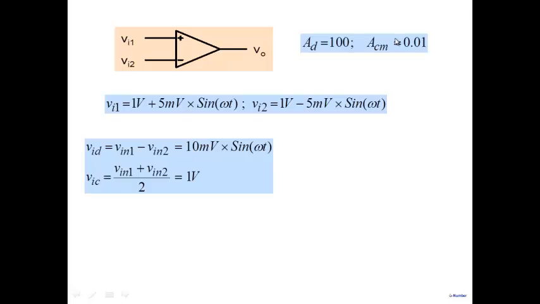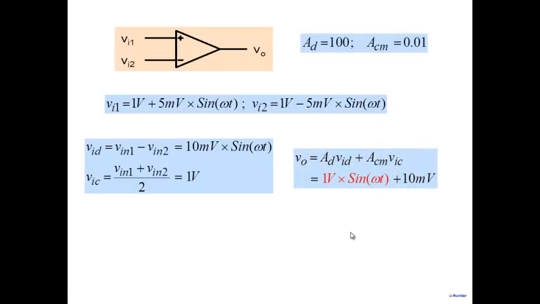We are given these values, AD and ACM. So our output is going to be AD times VID plus ACM times VIC. AD is 100, so 100 multiplied by 10 millivolts gives us 1 volt sin omega t. And ACM times VIC: ACM is 0.01, the common mode gain, and that multiplied by 1 volt gives us 10 millivolts.